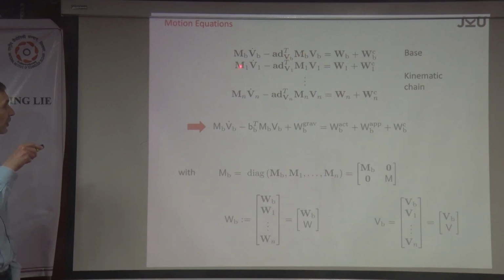The only difference is now that we have one more, right? For the stationary system, we just had 1 up to n. Now we have one more. We have this base motion, right, which is there.